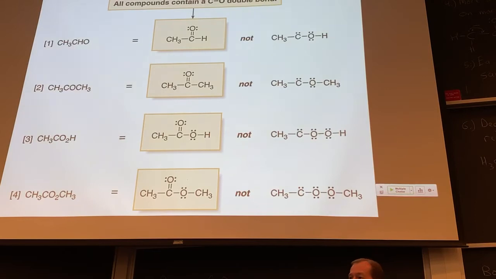So how would we know? How would we be able to look at this structure, any of these structures here on the left, and know that they represent the compounds in the middle and not the ones on the right? Any ideas? How can you figure that out? Yes?